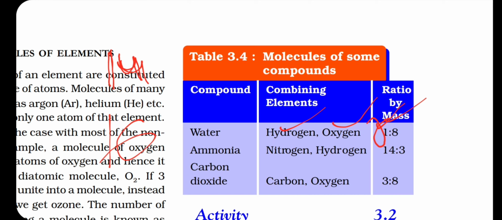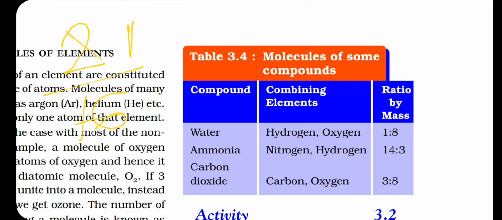So here 2 atoms of hydrogen are there, so for 2 atoms we have to take 2, and for 1 atom of oxygen we have to take 1. Okay, here is 2 atoms of hydrogen and 1 atom of oxygen. For 2 atoms of hydrogen we take the mass 2, and for 1 atom of oxygen, that is 16 amu. If you cancel it with 2, that is 2:16, 1:8. So its ratio by mass is 1:8.